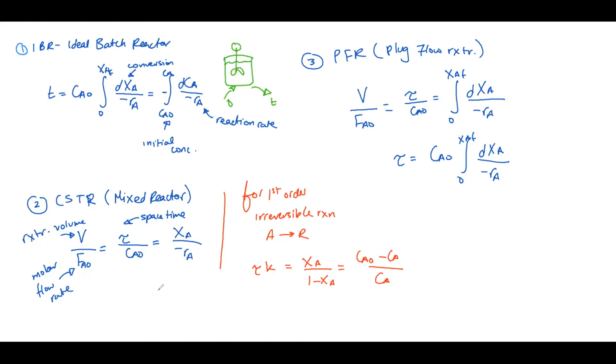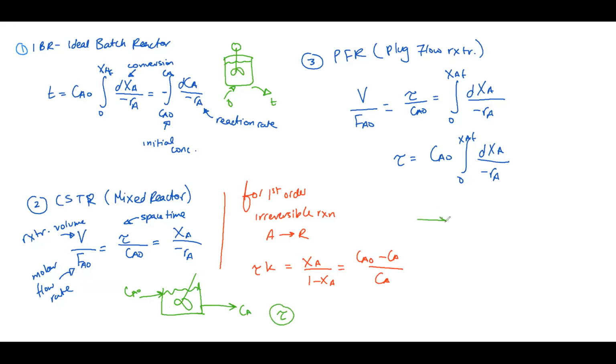And a CSTR, I have continuous flow of reactants and products into a vessel which is continuously mixed, right? So this is CA0 and this is CA, and the amount of time it takes one reactor volume to be processed through the reactor is referred to as tau, which is the space-time.